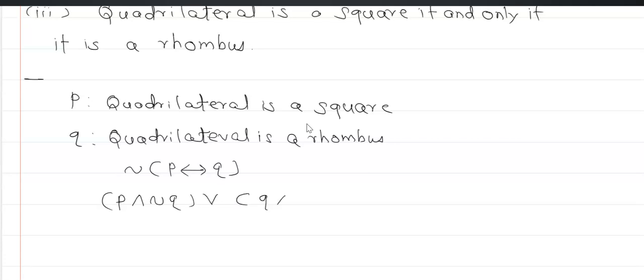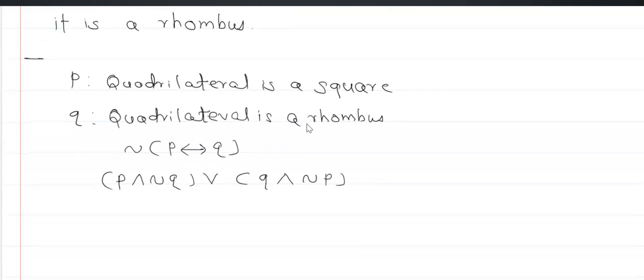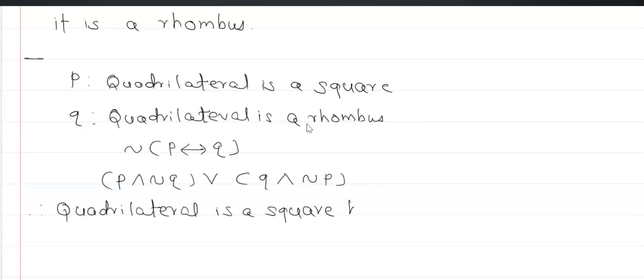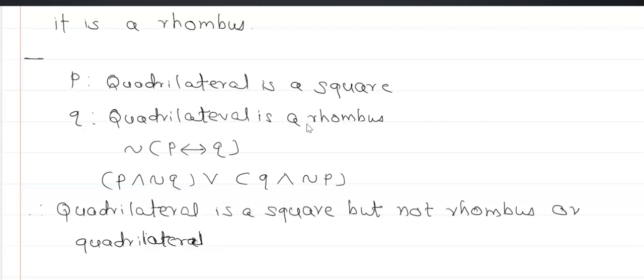Now the negation of the double implication. The negation is P and negation Q, or Q and negation of P. That is, the quadrilateral is a square but not a rhombus, or the quadrilateral is a rhombus but not a square.